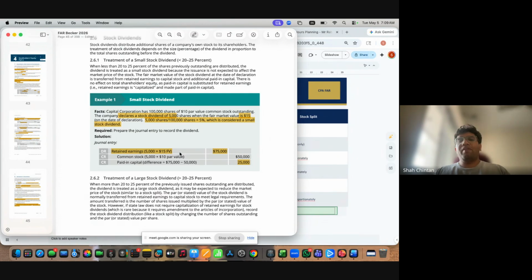But here you are not collecting cash from the shareholder, you are giving a dividend to them. So rather than collecting the cash, you are reducing your accumulated earnings. Hence, you just debit retained earnings, which is a withdrawal of your retained earnings in the nature of dividend.